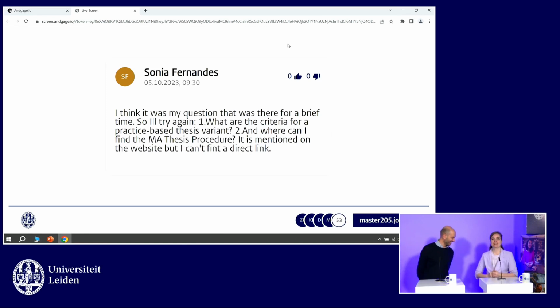So I'll try again. What are the criteria for a practice-based thesis variant? We do want you to do something on that intersection between the museum and art. So if you're just going to, for example, do a practice-based thesis on something you did in a natural history museum, that's problematic. So it needs to be on that intersection.